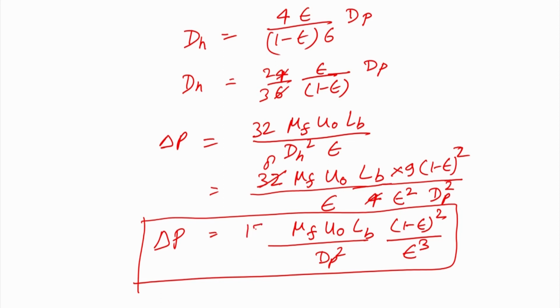So this is 150, and again I am telling why it is 150. Don't worry, all the force balance is correct. We have not taken the tortuous path into account, and that's why it is coming 150.